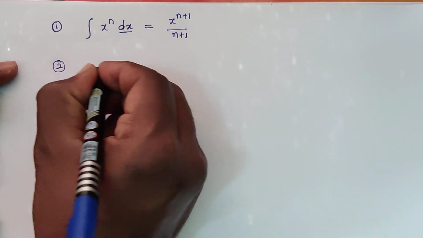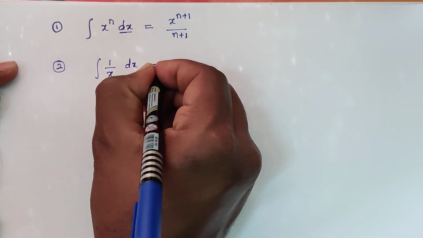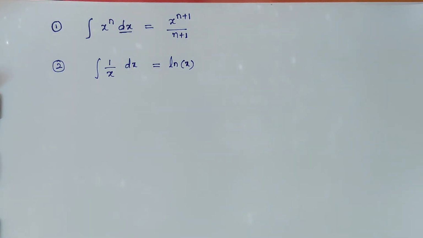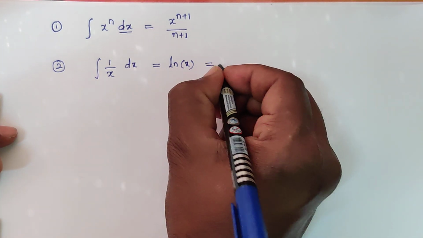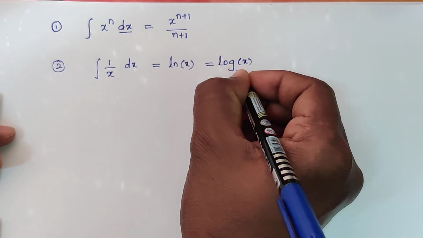And the second formula is integral 1 by x dx equal to ln x, the natural logarithm of x, that is log base e of x. Ln x is nothing but natural logarithm, or log x base e.